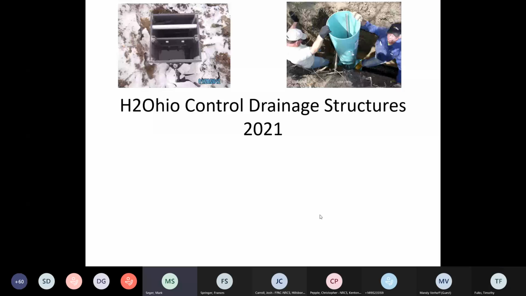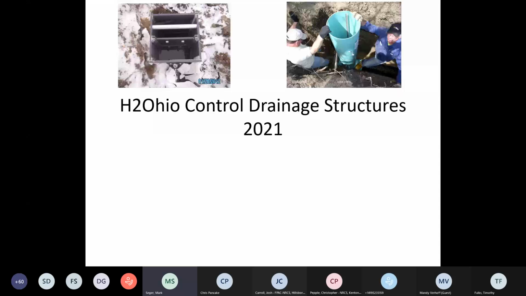So today we're going to talk about controlled drainage structures. I'm going to specifically talk about them in regards to the H2Ohio requirements. And if you have any other questions, it should meet all requirements, whether they're signed up through NRCS or through ODA. We can answer those at the end, but you can always type a question and Tim will try to get those to me. We'll go ahead and get started here.